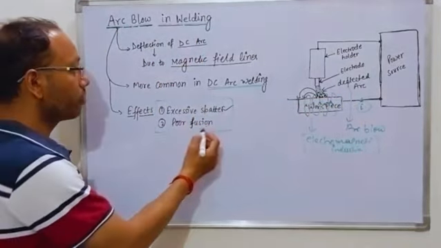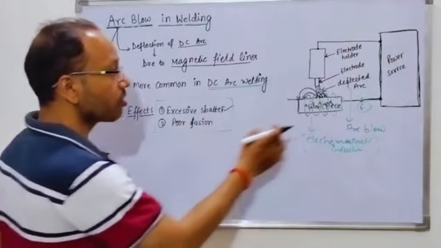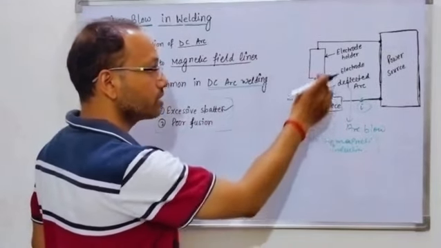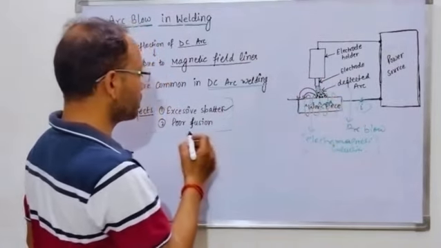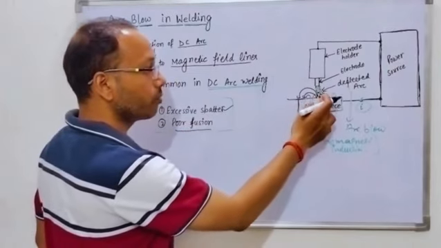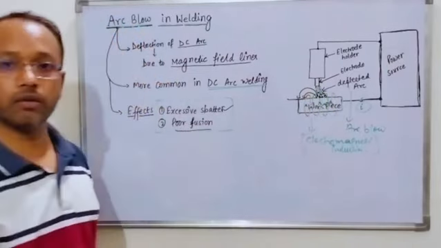Next is poor fusion. Poor fusion because the arc is not concentrated. The arc is deviated somewhere, right? That's why there is poor fusion. Due to the poor fusion, the efficiency of the welding will be decreased.